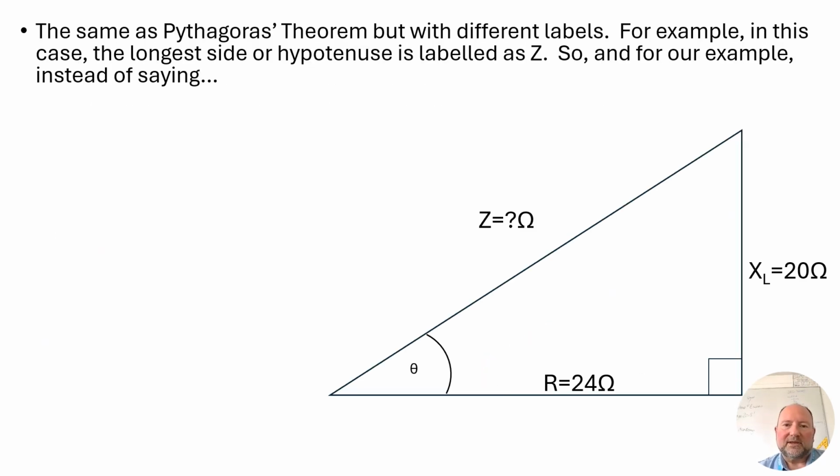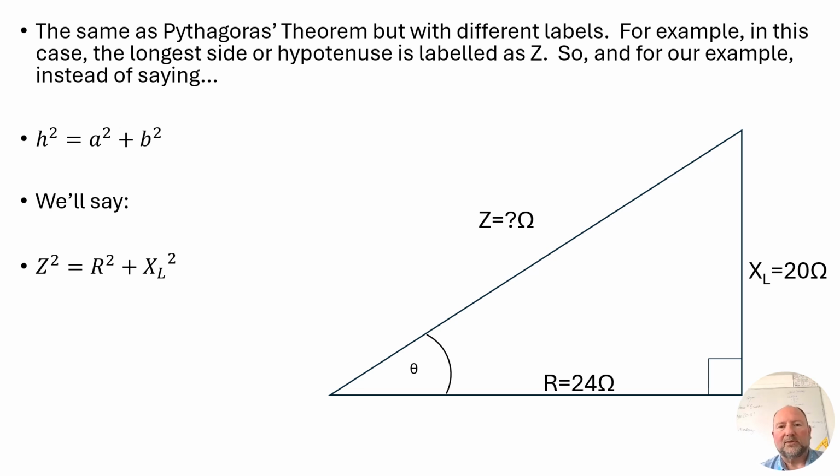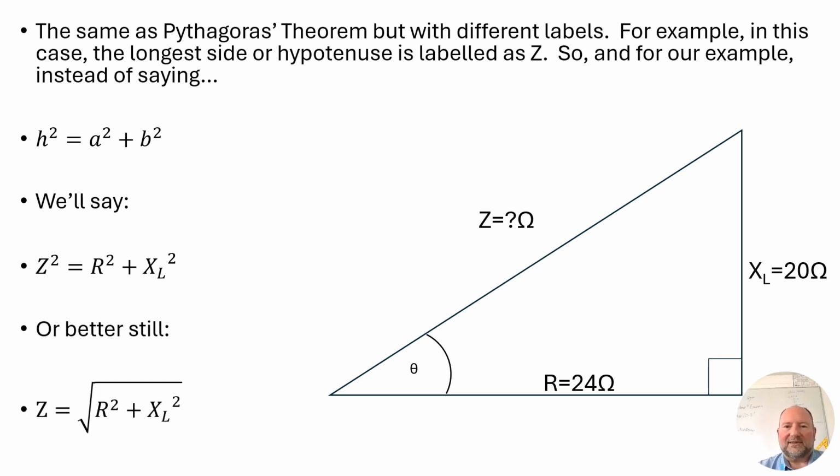So for that purpose then, we can use Pythagoras theorem, or certainly a process similar to Pythagoras theorem that you did for your GCSE maths, where you said that h squared is a squared plus b squared. Now, since we use different labels, we can say that Z squared, that's the longest line, the hypotenuse, is R squared plus XL squared. We would like to condense that down a bit better to say that Z is the square root of R squared plus XL squared for this example.